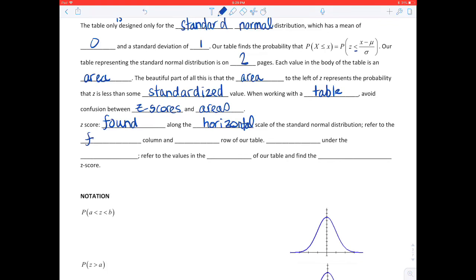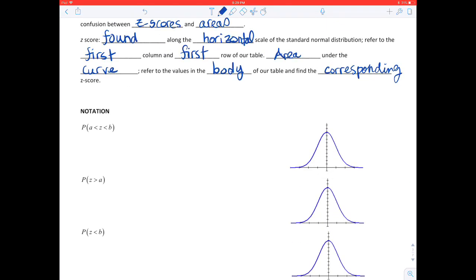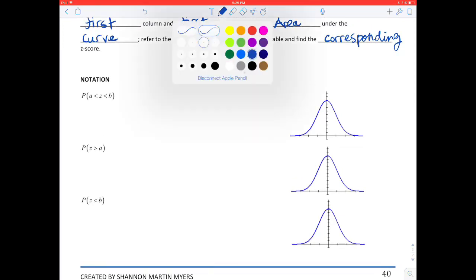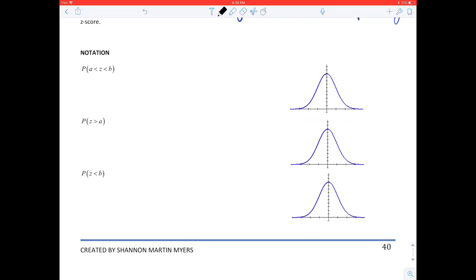So you refer to the first column and first row of our table. For the area under the curve, you refer to the values in the body of the table, and you find the corresponding z-score. Just a big picture idea, all right? This is assuming a standardized value. So we're going to start with the bottom 2.